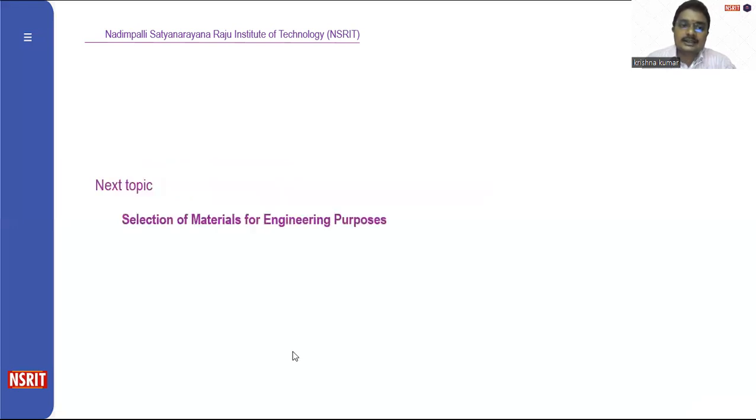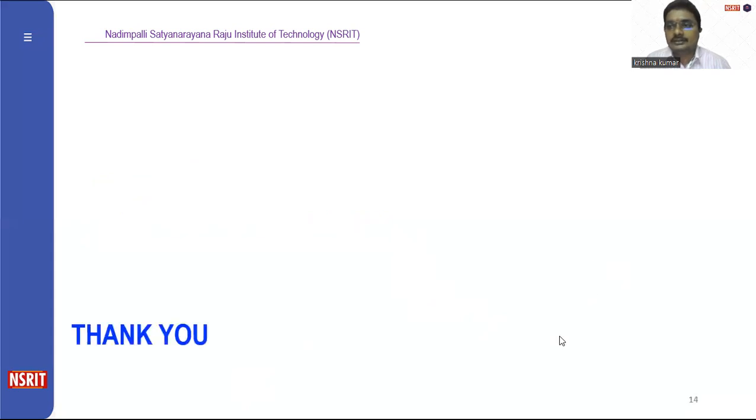And the next topic, selection of materials for engineering purposes. There we are going to see some compositions of the materials and what type of materials we are going to choose for our design. Right.